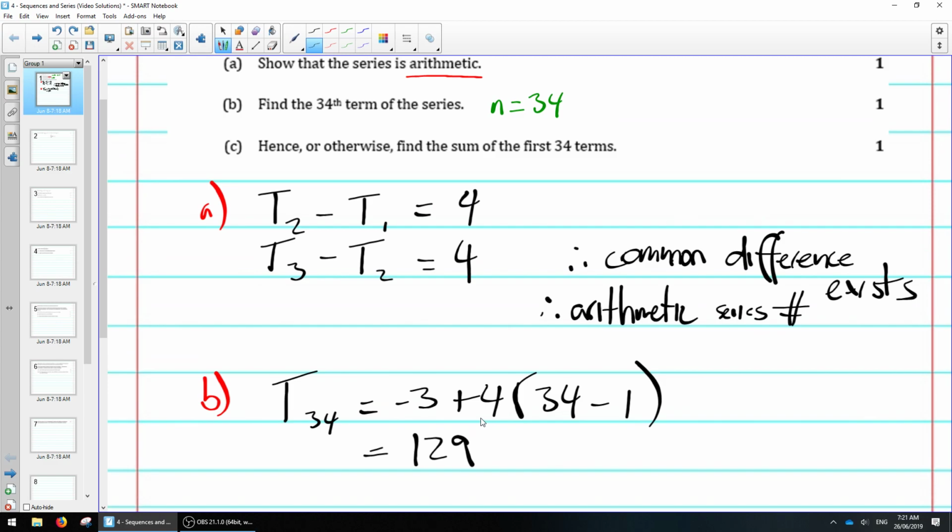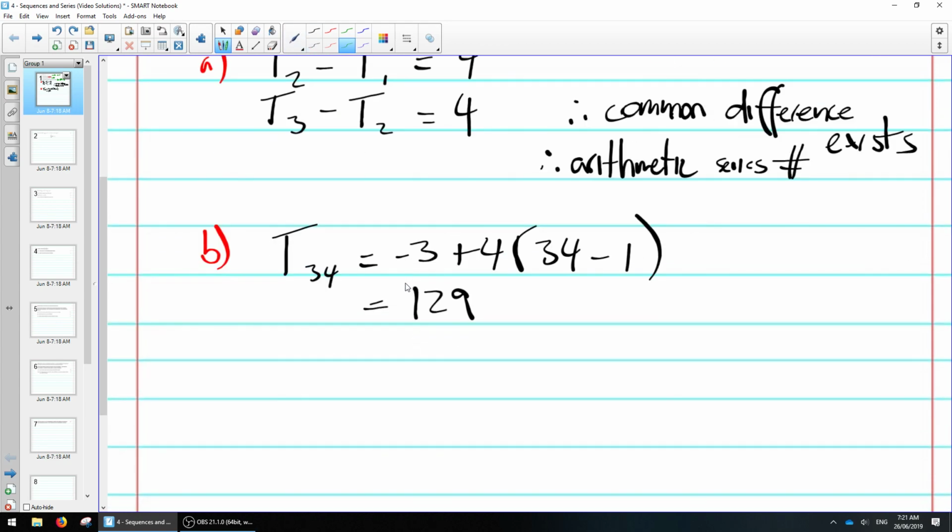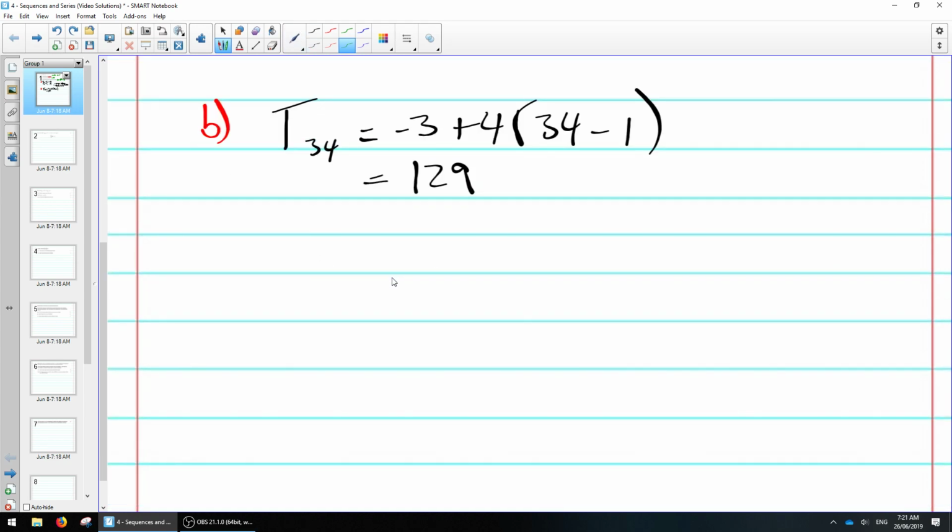And then lastly, we want to find the sum of the first 34 terms. Now there's two formulas for this. The way that I'm going to be doing it, seeing that we already know what the 34th term is, that means we can use the quicker formula. So we know that Sn equals n over 2 times (a plus l). There is also the longer formula where we don't know what the last term is, but because we just found in the previous question what the 34th term is, that means we do know what the last term is. So we're just basically going to sub into that formula.